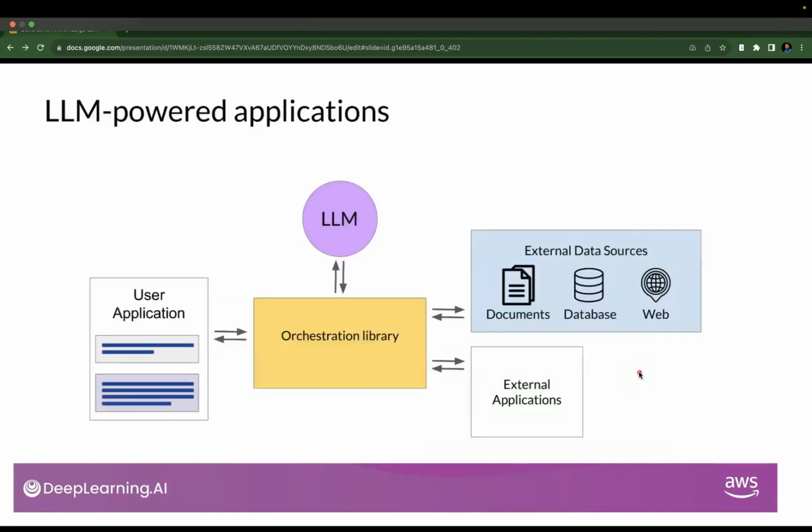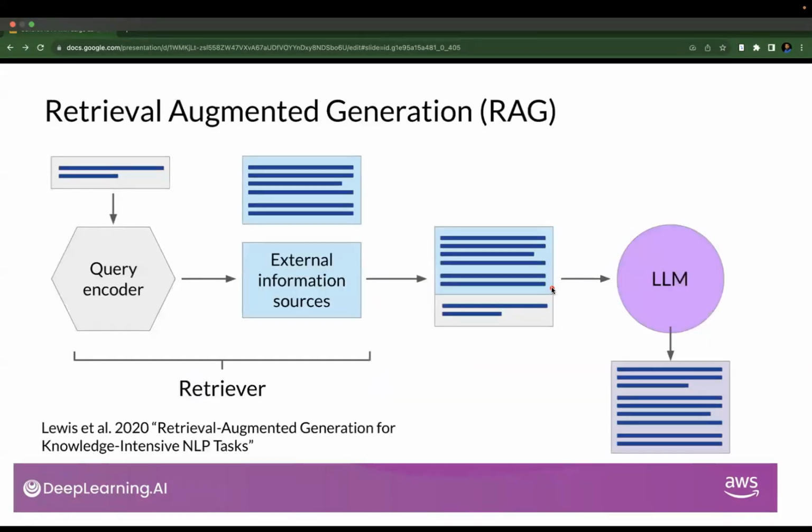So in order to overcome these shortcomings of LLMs, we can use an orchestration library which can interact with the LLM, and it can interact with other external data sources or other external applications or interfaces. Let's see some examples to get more understanding. One such technique is retrieval augmented generation, or RAG in short. What happens in RAG is we have a query encoder and external information sources. These external information sources may be a vector store which contains the embeddings of the text, or it can be any text store as well.